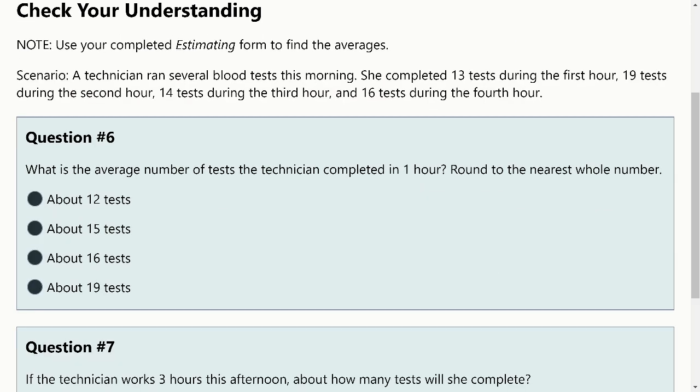A technician ran several blood tests this morning. She completed 13 tests during the first hour, 19 tests during the second hour, 14 tests during the third hour, and 16 tests during the fourth hour. What is the average number of tests a technician completed in 1 hour? Round to the nearest whole number. 13 plus 19 plus 14 plus 16 divided by 4. 16.